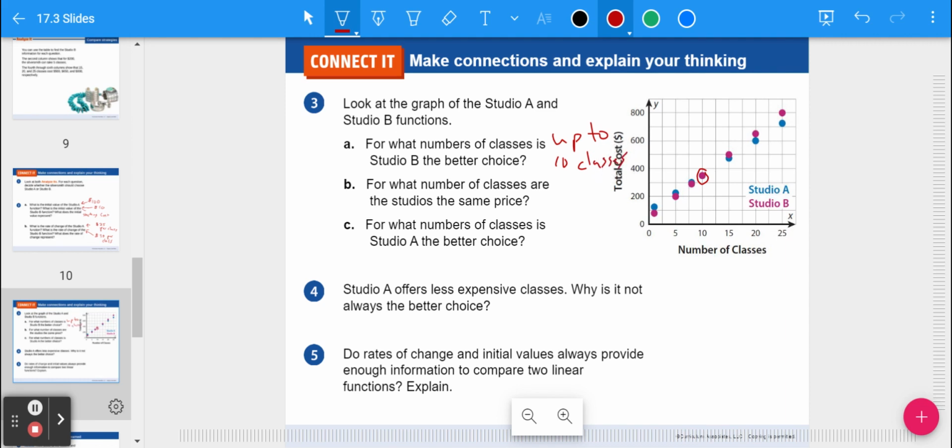For what number of classes is Studio B the better choice? That's the same, 10 classes. So for what numbers of classes is Studio A the better choice? Above 10 classes. Number 4, Studio A offers less expensive classes. Why is it not always the better choice? It's because of that initial value. Higher starting cost. That's why it costs more for the beginning at least.